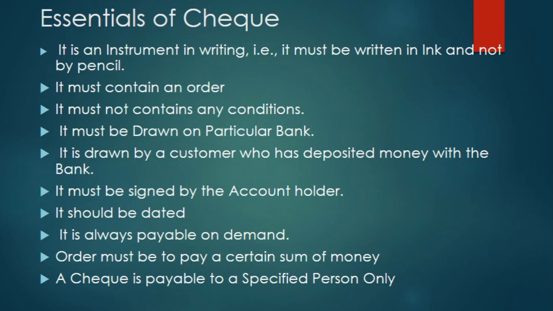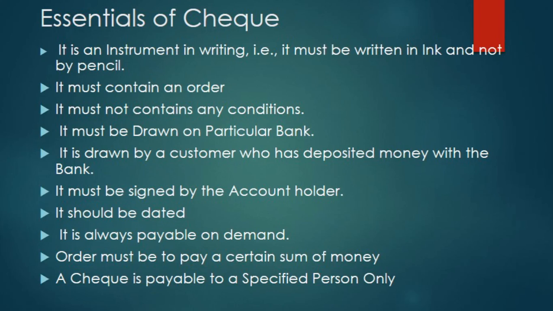It also implies that the check should be drawn only on a banker and not on any other person. It is for this reason that an order issued to a government treasury to pay money cannot be treated as a check. So check can be drawn only on a particular bank and not on any customer or agency.